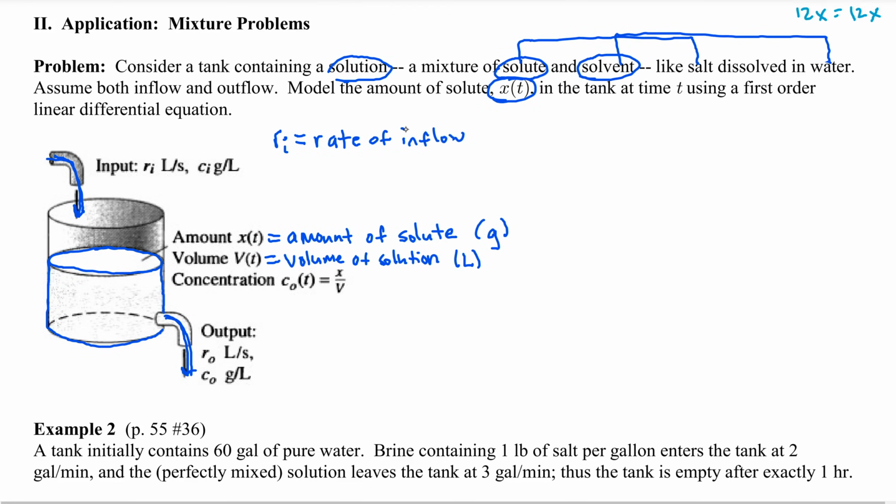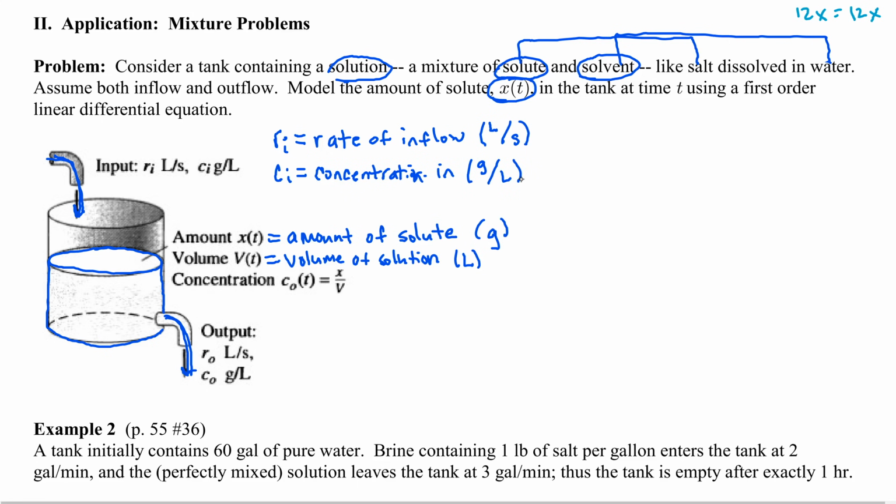And possible units associated with the rate of inflow would be liters, which measures volume, per time, possibly seconds. Another thing we have to consider is what's coming into the tank. Is it salt water? Is it pure water? Is it some proportion, some mixture that's coming in? C sub I represents the concentration in, the concentration coming in. We might measure this in grams of solute per liter of solution.